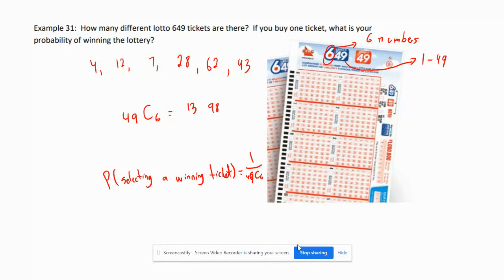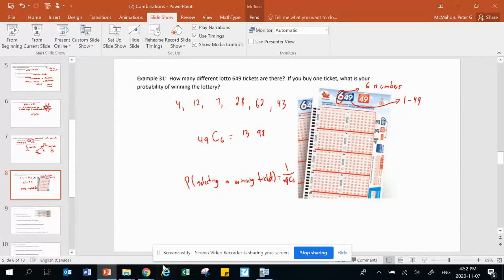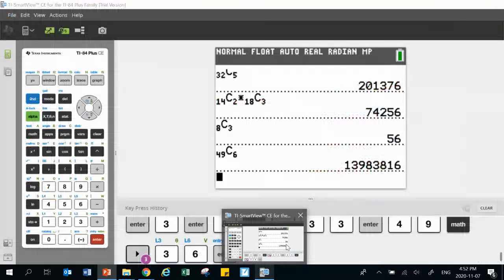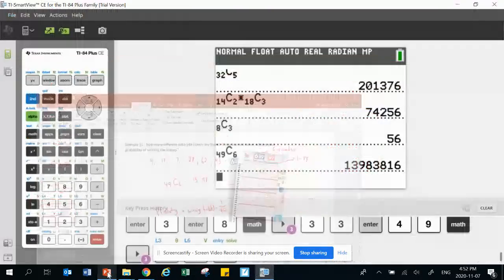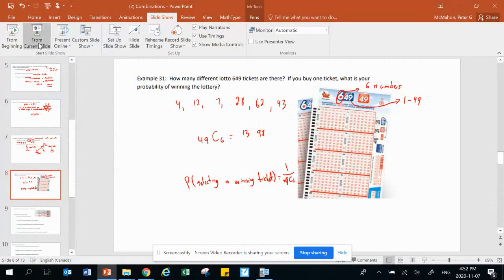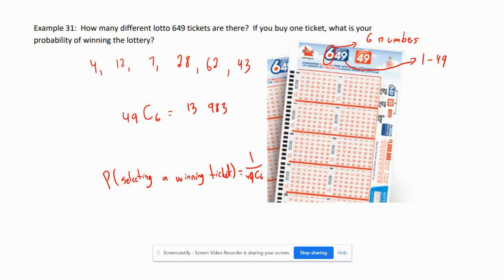13,983,816. So therefore, your probability is 1 in 13,983,816.